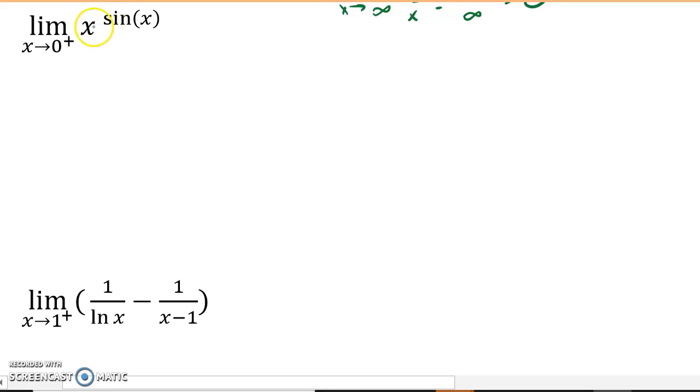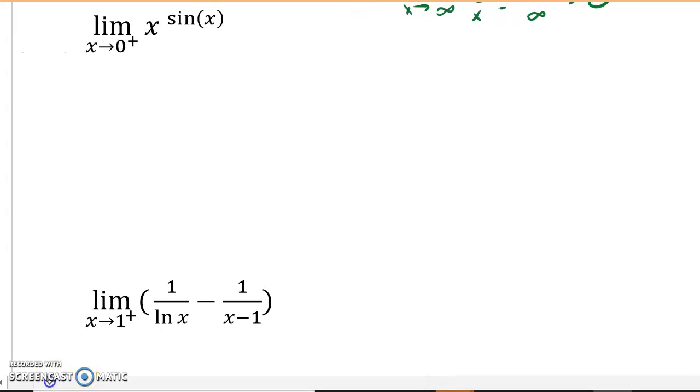Here's another indeterminate form. If we try to directly substitute 0 in for x, we get 0 raised to the sine of 0. Sine of 0 is 0. 0 raised to the 0. Okay, well 0 as a base means that we're going to get an answer of 0. But 0 as the exponent means our answer is going to be 1. So which one wins? We don't know. It's indeterminate. We have to figure that out.